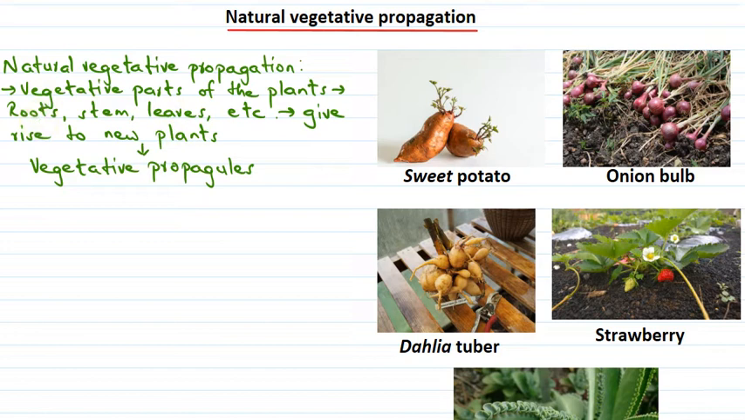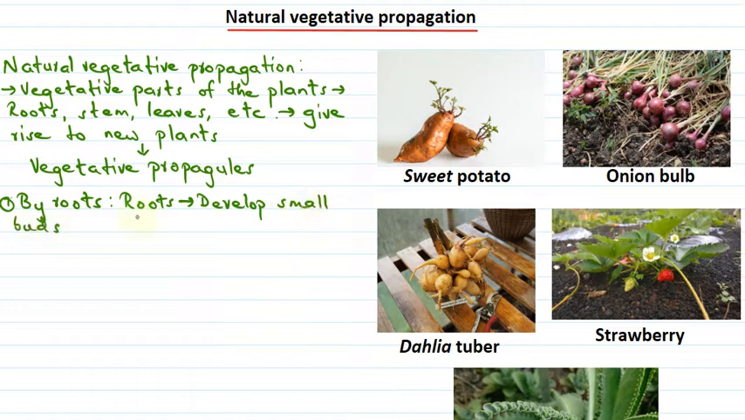Okay, so now let's see how vegetative propagation takes place by different means. First we will look at the roots. So, vegetative propagation by roots. What happens is, roots of some plants develop small buds. Okay, so these buds later develop into baby plants.